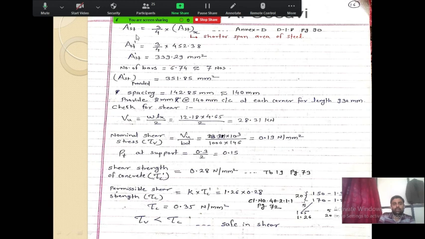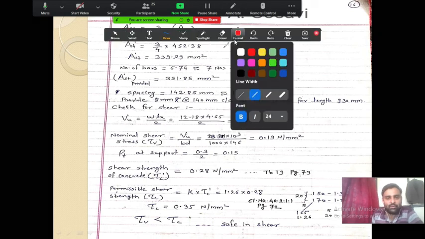Now AST, here I have used the notation AST dash for torsional reinforcement. Now AST dash is equal to 3/4 of ASTx, the shorter span area of the steel. We know the value of ASTx, which is 452.38. So it is 3/4 into 452.38, and the value works out to 339.29.